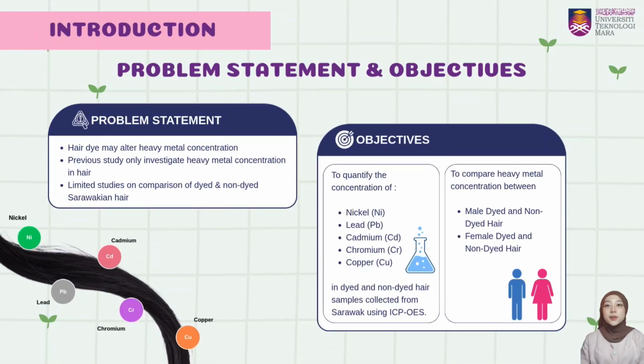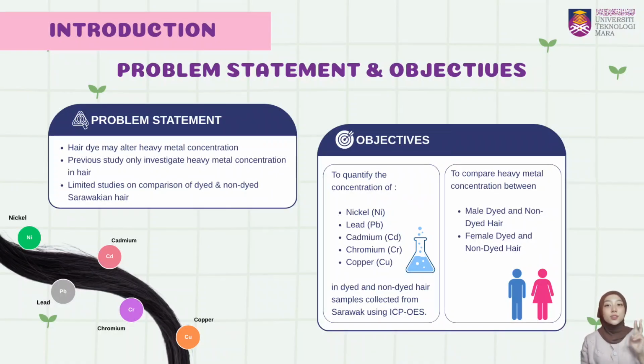So, the problem statement for this study is that hair dye products may alter the concentration of heavy metal in human hair because they can damage the hair cuticle and introduce metal-containing pigment. Although several studies have investigated heavy metals in hair, limited research has compared dye and non-dye hair among the Sarawakian population. Therefore, this study was conducted.